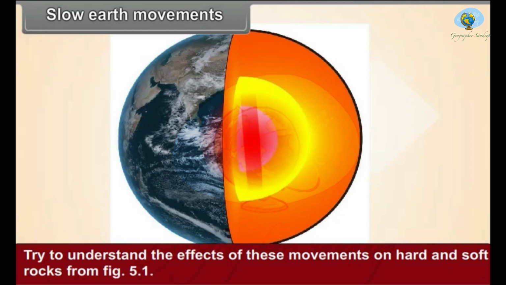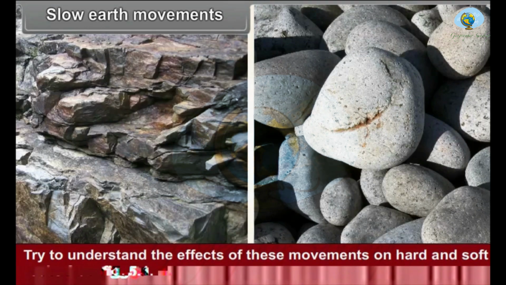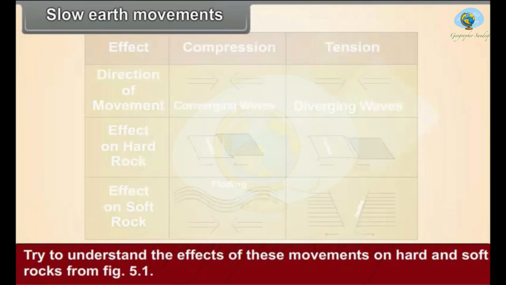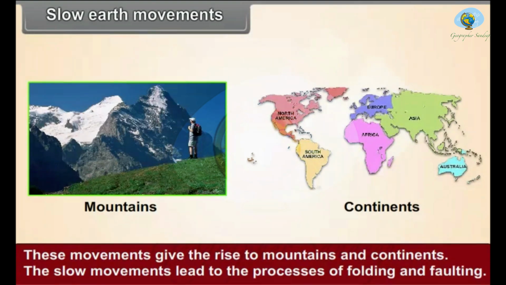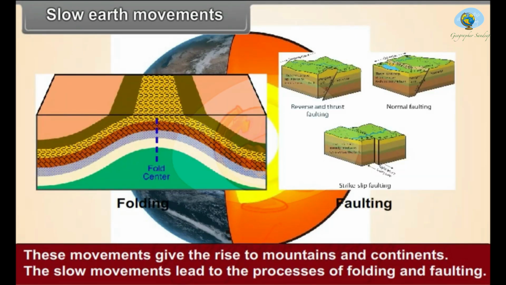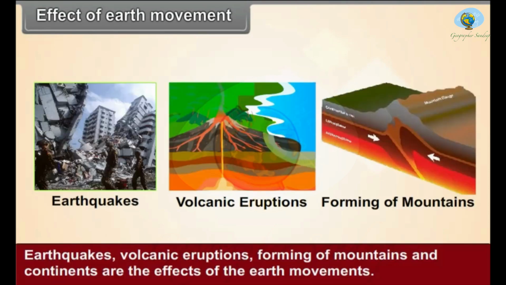Try to understand the effect of these movements on hard and soft rocks from figure 5.1. These movements give rise to mountains and continents. The slow movements lead to the processes of folding and faulting. Effects of Earth's movements. Earthquakes, volcanic eruptions, forming of mountains and continents are the effects of Earth movements.